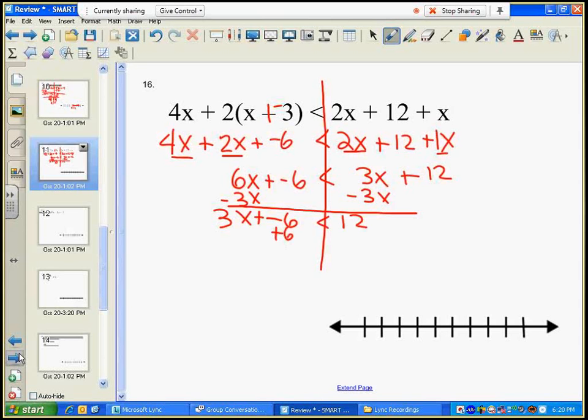So let's add 6 to both sides, and I get 3x is less than 18. Divide by 3, and x is less than 6. So that looks like this. Less than. Okay, it's not shaded, it's open because it doesn't include 6. I want all the values in the number line. We can raise our hand and say, I am less than 6. And that is all of these. Okay, great.